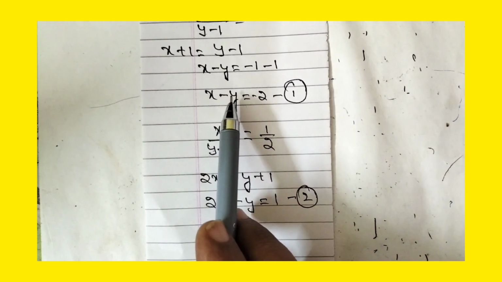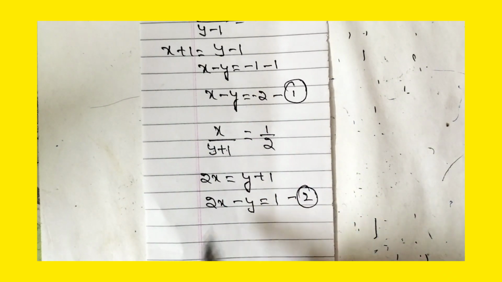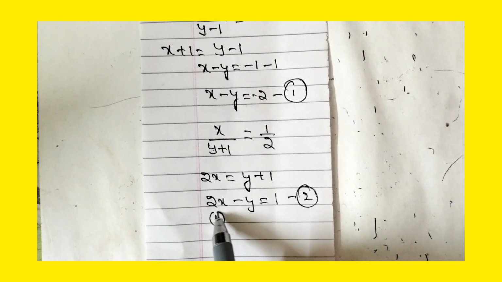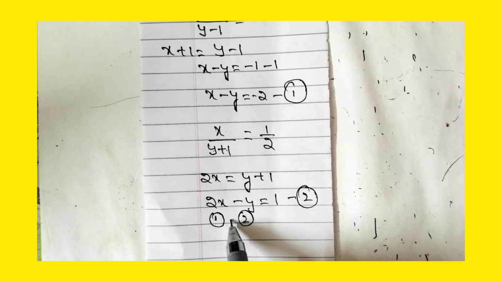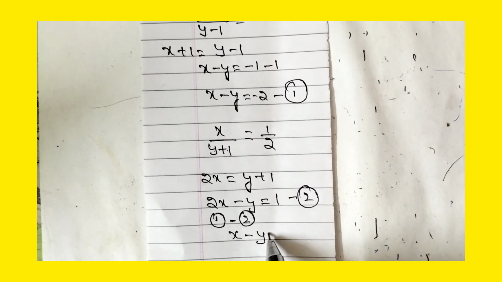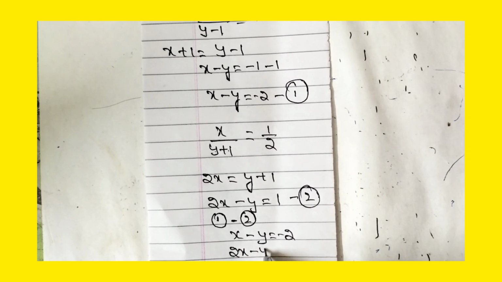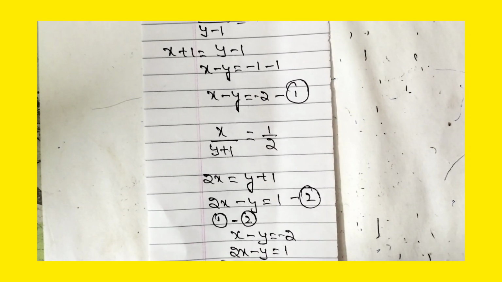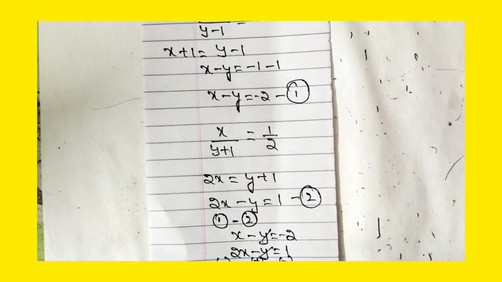Observe equations 1 and 2. Here minus y is there, here also minus y is there. So subtract equation 2 from equation 1. Equation 1: x minus y is equal to minus 2, and equation 2: 2x minus y is equal to 1. When we subtract, plus becomes minus, minus becomes plus. So plus y minus y cancel. Minus 2x plus 1x is minus 1x. Next, minus 2 minus 1 is minus 3.